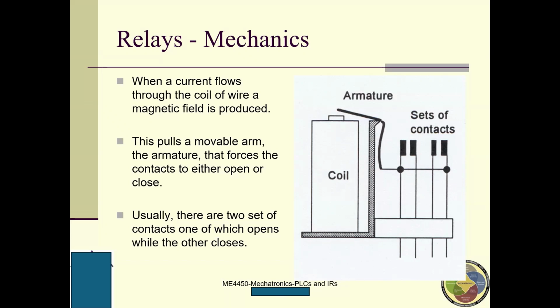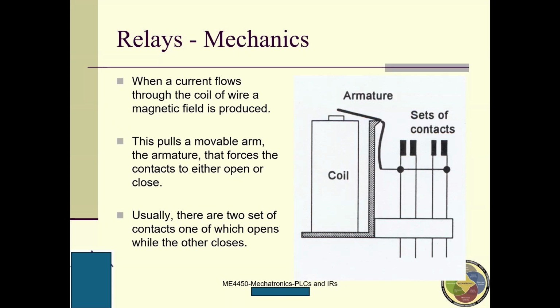what will happen, guys? A magnetic field will be generated. Do you agree? If the magnetic field is generated, in this coil we will have a north pole and a south pole, depending on how you wind the coil, right? Then this magnetic field will pull this armature down. If it pulls down, these two contacts will be touching each other. So if you control this coil, you can control these two sets of contacts.